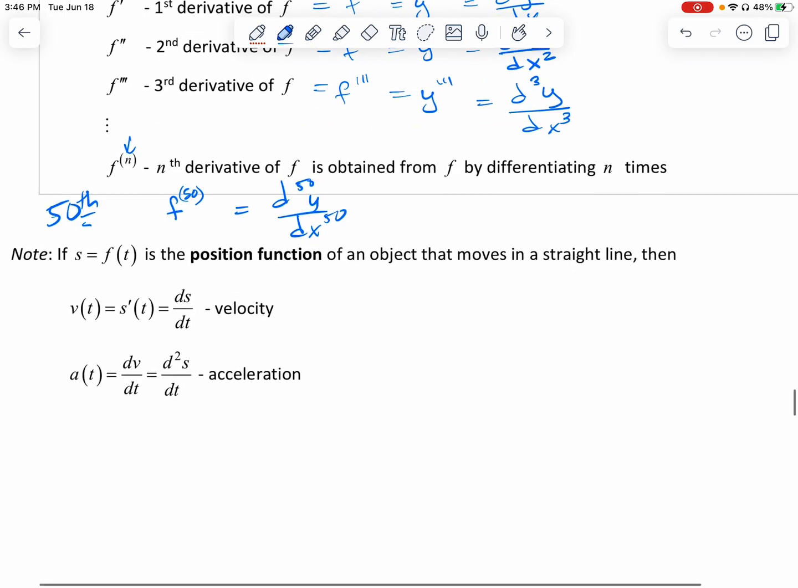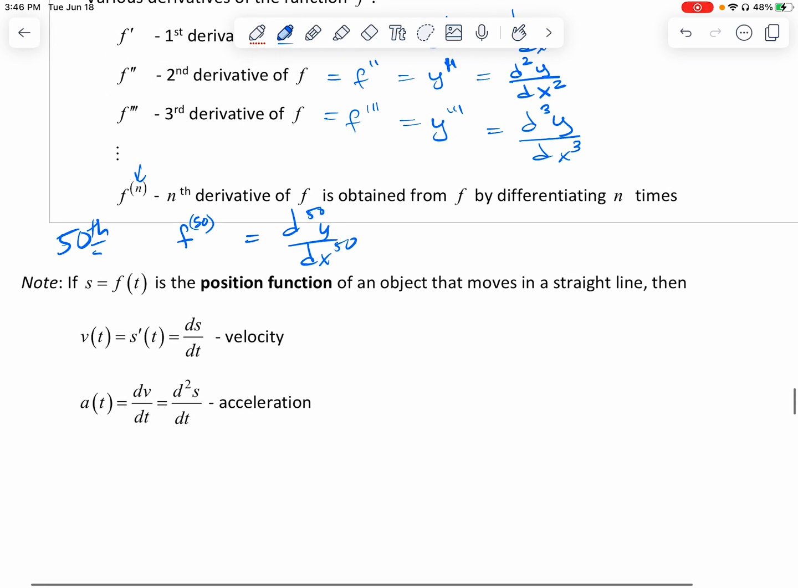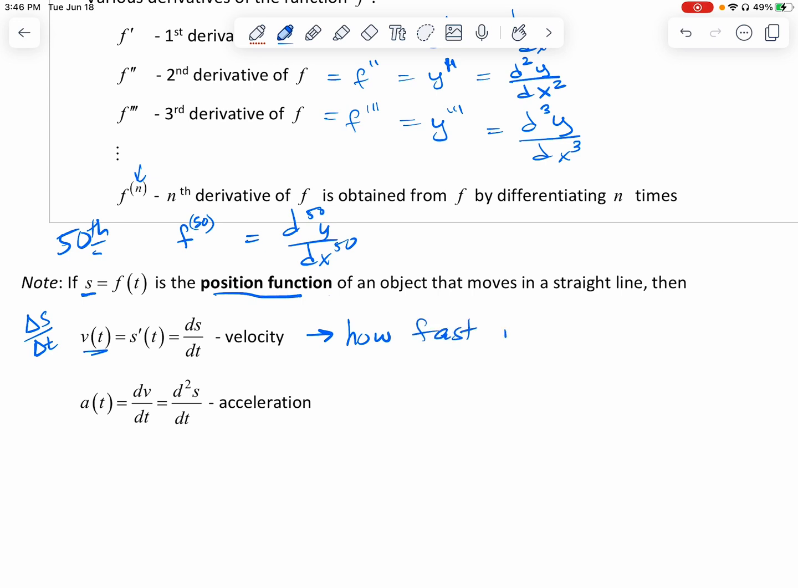The position function, we'll call it s, tells you where you are. And the velocity function, if I take change in s over change in time, change in s is change in position. So how fast is my position changing? What is the rate of change of my position with respect to time? So that's our velocity.